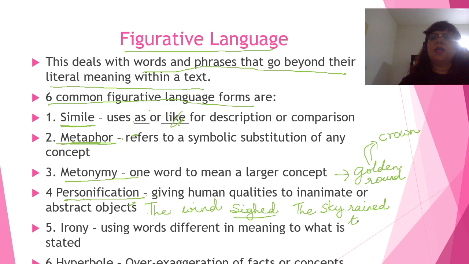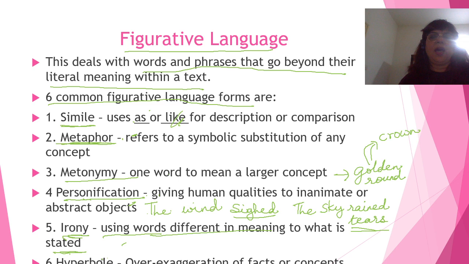Right? Now we come to another aspect called irony. I've already mentioned to you what irony is, so I'm not going to go too much into it. Using words that are different in meaning to what is stated. This you should be able to explain properly. And the sixth one is hyperbole. What is this word? Have you ever heard of this word hyperbole? An easy way to remember the word hyperbole is to know the word hyper. Hyper means to be like, overexcited. So hyperbole is something which means an over-exaggeration of facts or concepts.